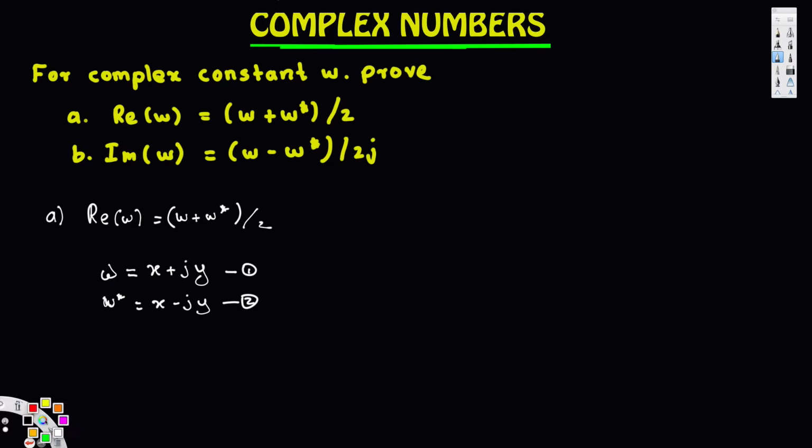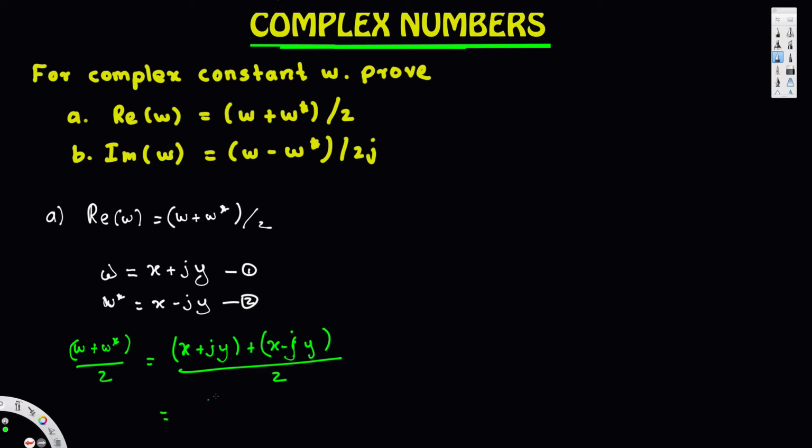Now let's grab this expression, w plus w conjugate divided by 2. W is x plus jy, plus x minus jy, divided by 2. From this you can see x plus x is 2x, and jy minus jy is going to cancel each other, so 2x divided by 2. Finally we will end up with x.